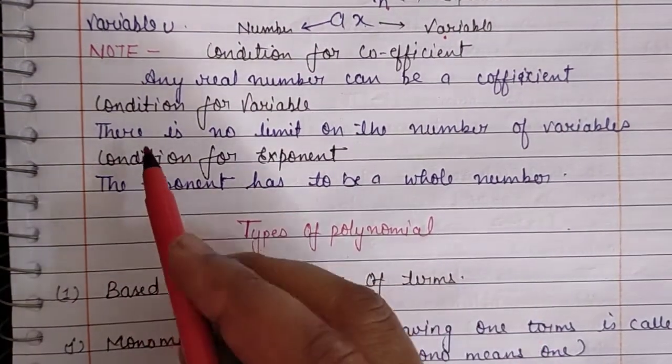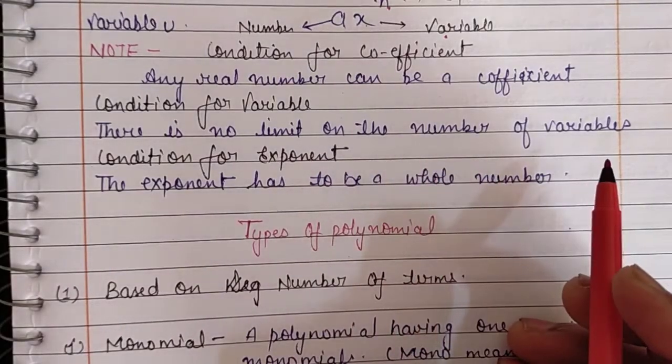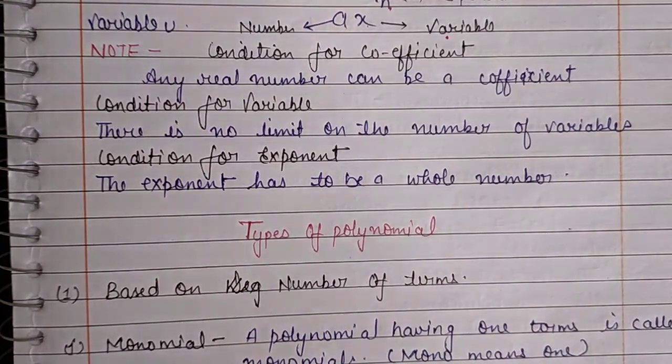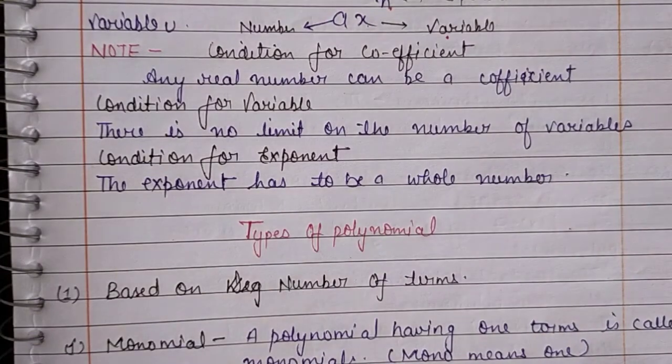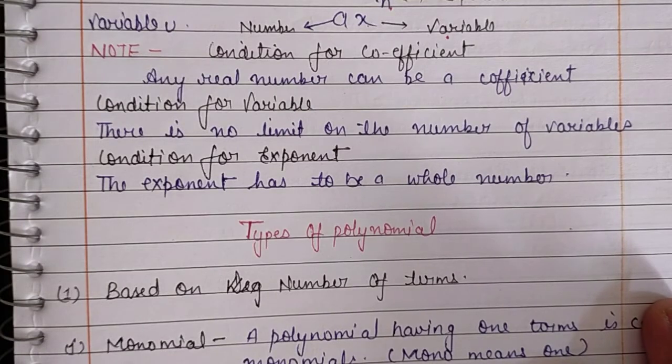Now, the condition for the variable. There is no limit on the number of variables. It doesn't mean there is a restriction that we can only use one or two variables. You can take any number of variables, and when they start to merge, we consider it a polynomial, and those polynomials have a number of variables.